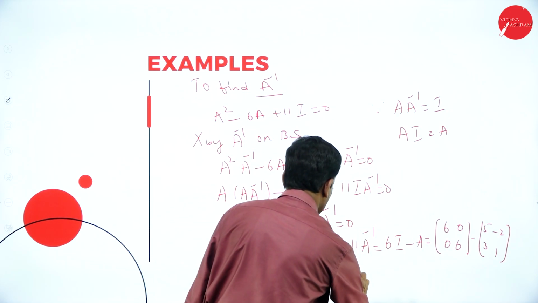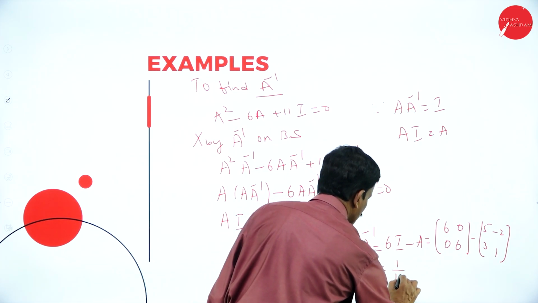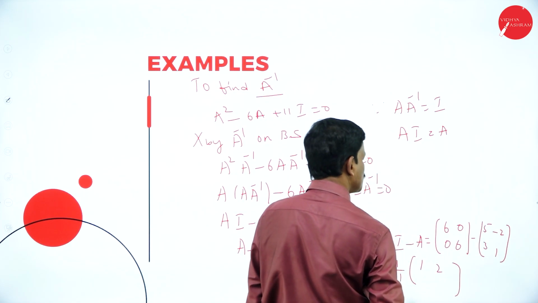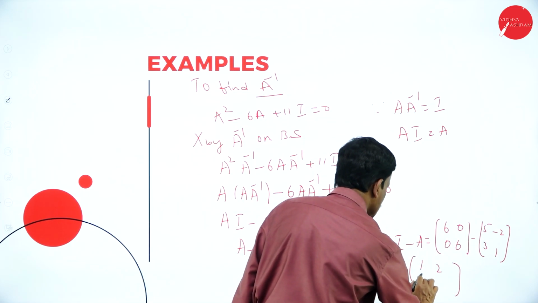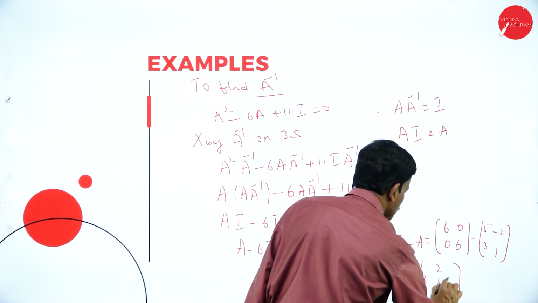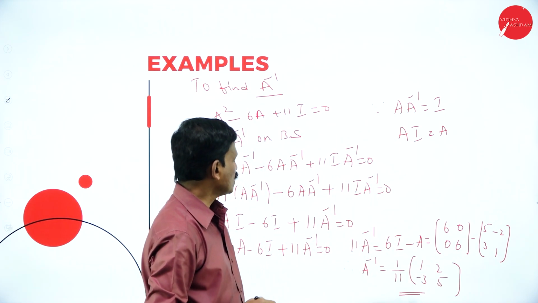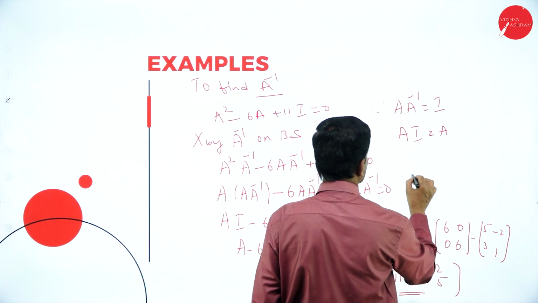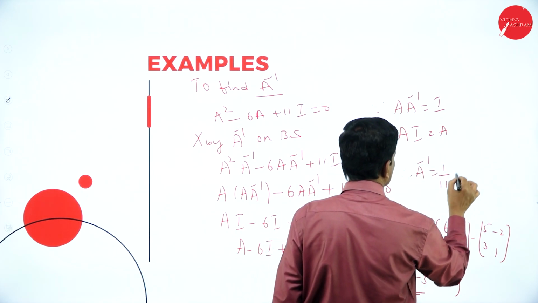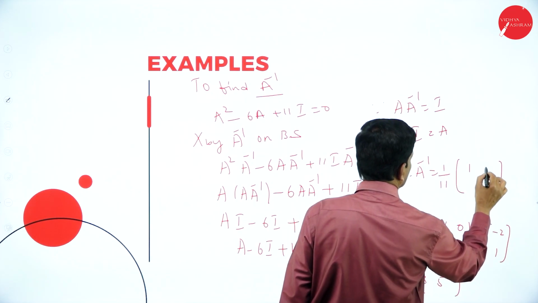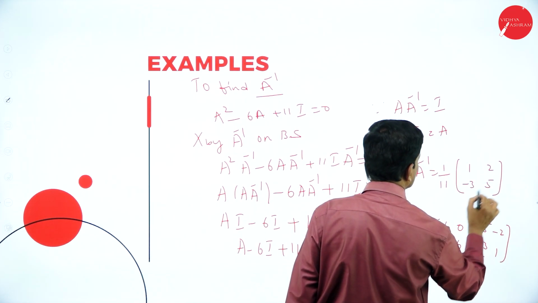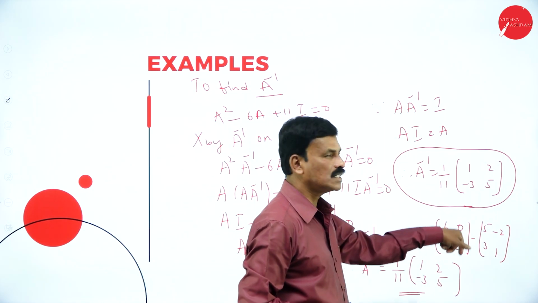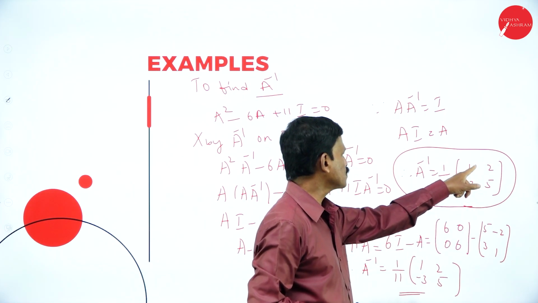Simplify this. So therefore, A inverse is equal to 1 over 11 times: 6 minus 5 is 1. 0 minus minus 2 is plus 2. 0 minus 3 is minus 3, and 6 minus 1 is 5. So A inverse is 1 over 11 times [1, 2; minus 3, 5]. That's it. If you interchange the main diagonal elements, 5 and 1 become 1 and 5, and change the signs of the secondary diagonal elements, minus 2 becomes plus 2 and 3 becomes minus 3.